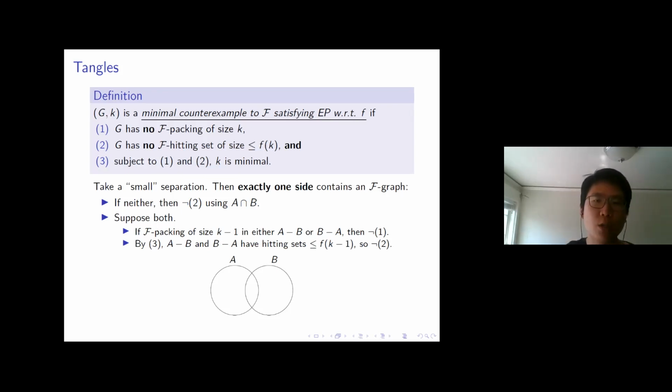Okay, but because we chose k to be minimal, this means that there has to be a small hitting set if you restrict to each side. And so you take these two small hitting sets, one for each side, and you take the union of those two small hitting sets with the intersection of A and B. And you will get some small hitting set for the entire graph.